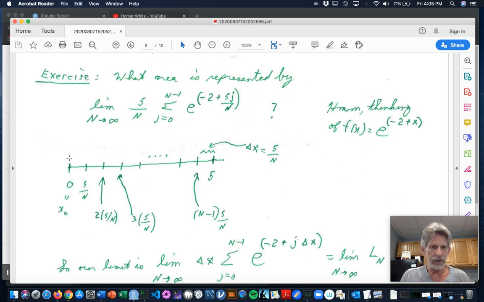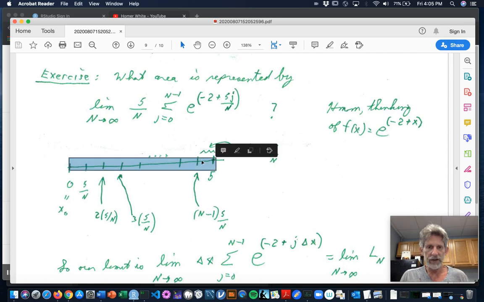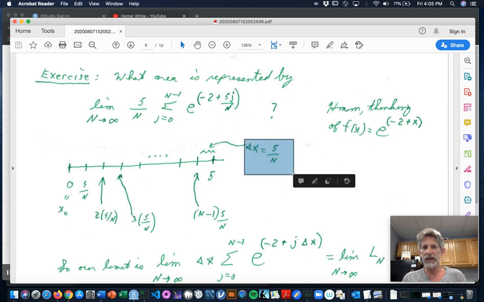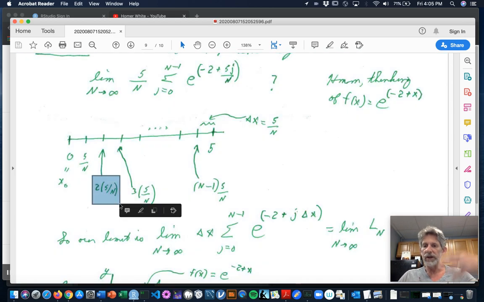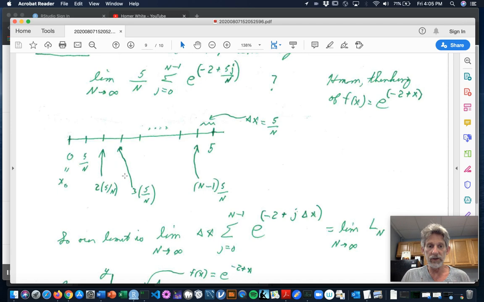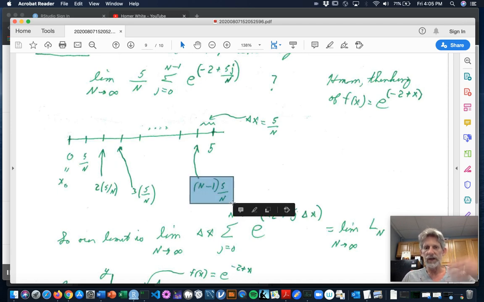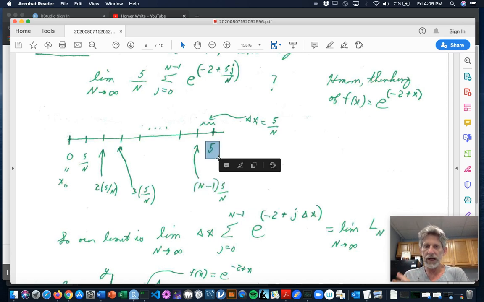So I'm going to set up on the real line 0 to 5, and I'm going to imagine breaking that interval up into capital N intervals. So my delta x is 5 over n each time. And my 0 is x0. The x1 is 5 over n. The x2 would be 0 plus 2 times 5 over n, and so on. My xn minus 1 would be 0 plus n minus 1 times 5 over n. And then my 5 would be the 0 plus n times 5 over n.